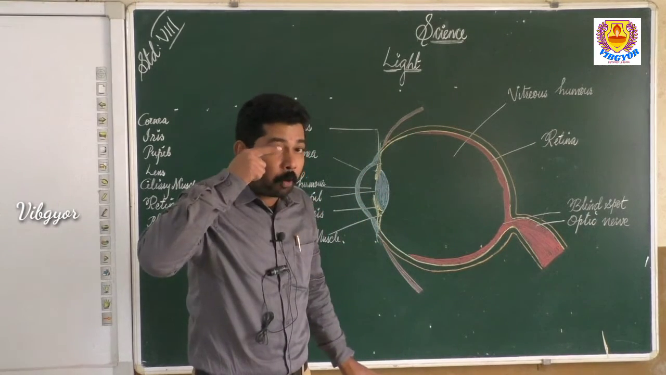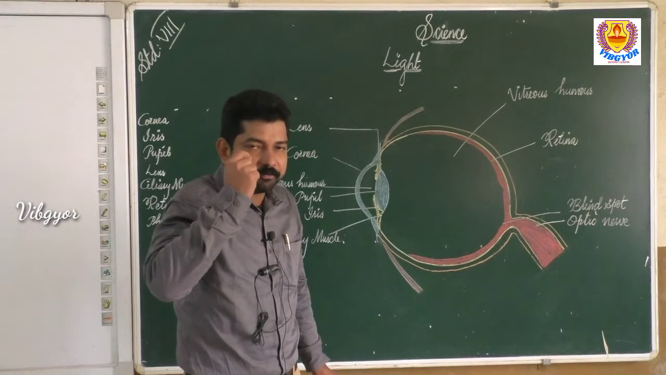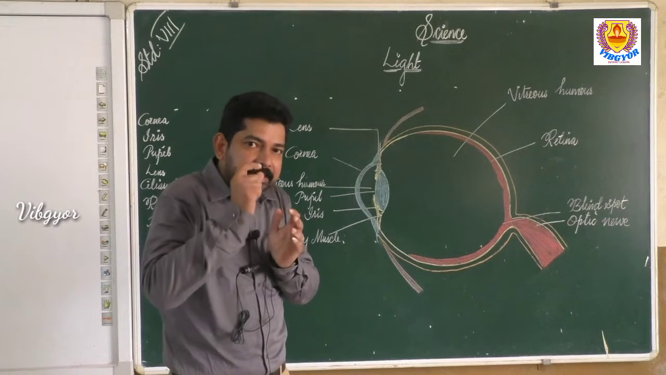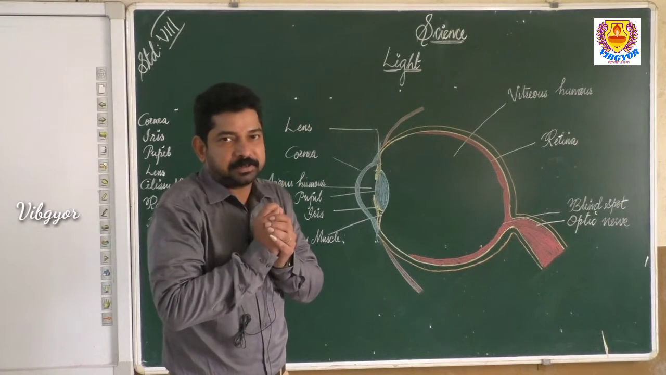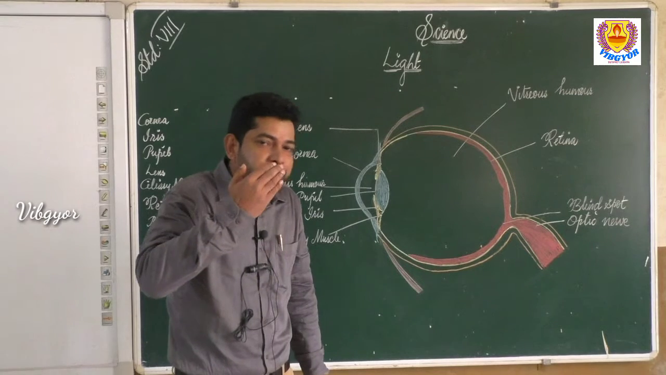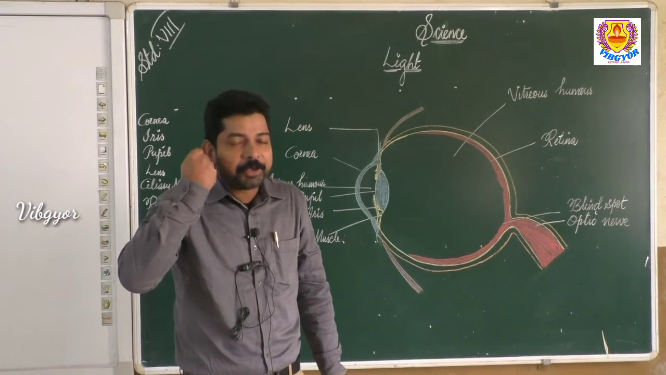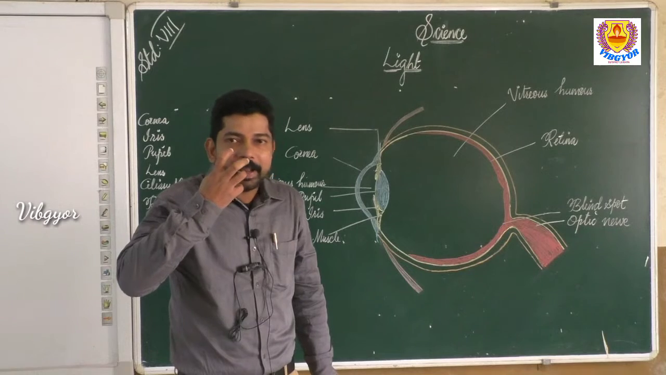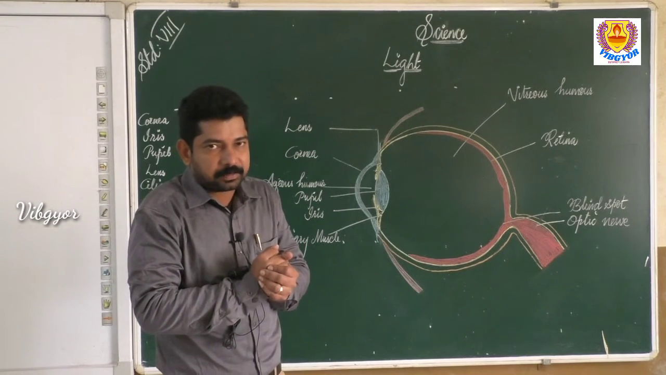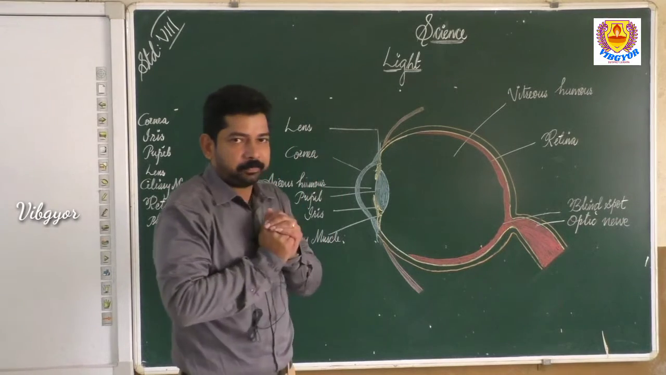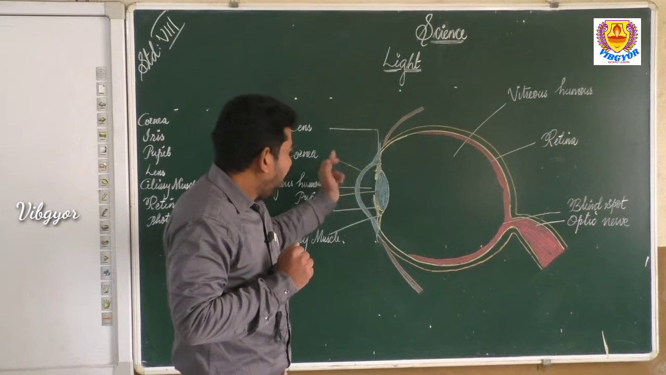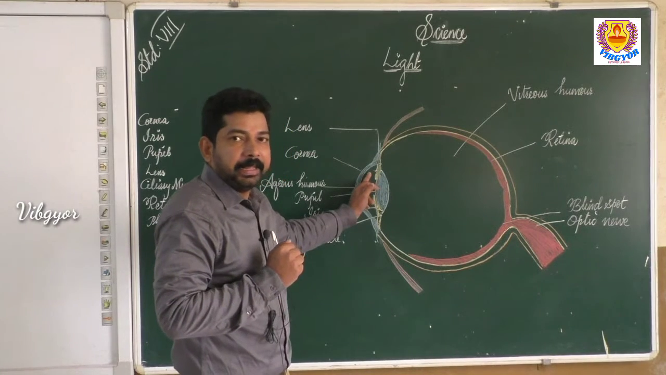The foremost part, the most front part of the eye, is known as the cornea. It is transparent. We know the importance of being transparent: it allows light to pass through, so light can easily enter the eye through the cornea.